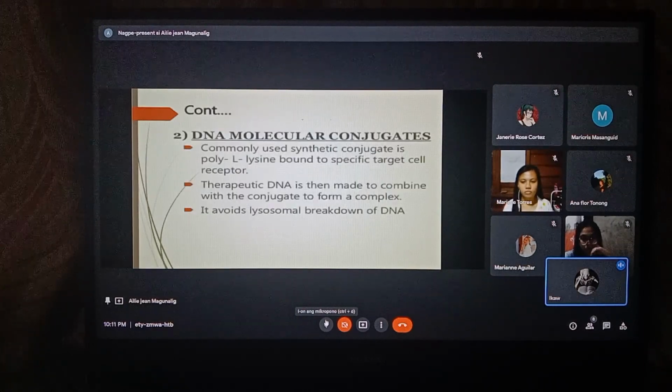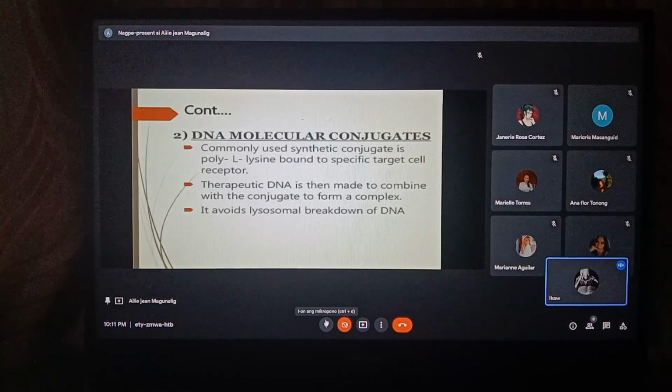And the second one is DNA molecular conjugates. A commonly used synthetic conjugate is polylysine bound to a specific target cell receptor. Therapeutic DNA is then made to combine with the conjugate to form a complex. It avoids lysosomal breakdown of DNA.